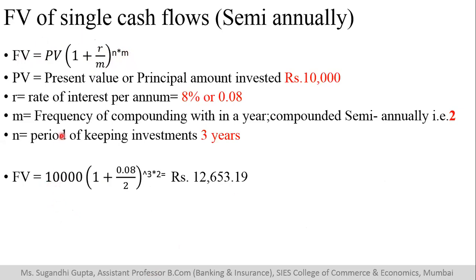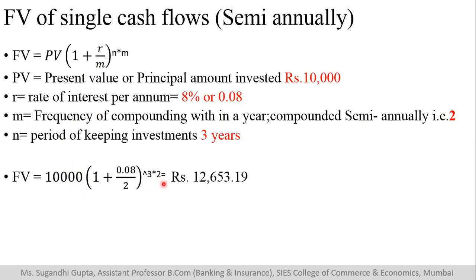The face value or the initial value that you have invested, the present value that you have invested, does not change. It remains rupees 10,000. The rate of interest is 8% for 1 year, but in a year it is getting compounded twice. So the frequency of compounding, this is very important, frequency of compounding within the year is 2 times. Hence, as the formula says, divide by M, I'm dividing it by 2. It will automatically convert the interest into a 6 monthly basis, that is 4%.